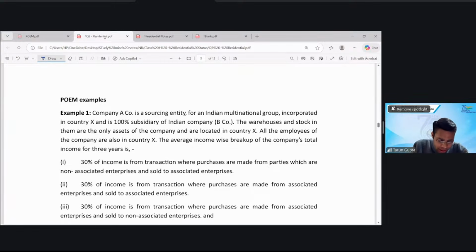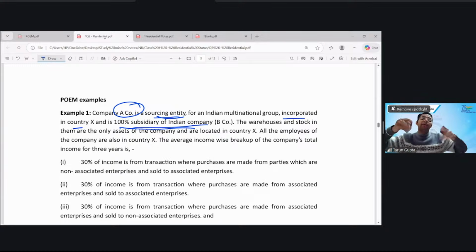Example 1. Company A is a sourcing entity. Sourcing means it just buys the goods for an Indian multinational group incorporated in country X. So company A is incorporated in country X outside India and is a 100% subsidiary of an Indian company. The fact that 100% of my shares are held by an Indian company is not relevant to decide where the POEM exists.